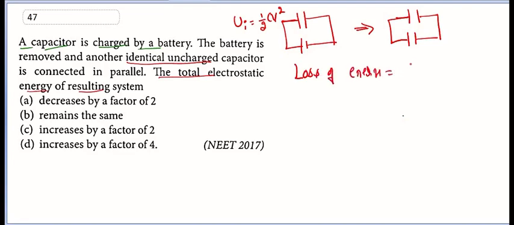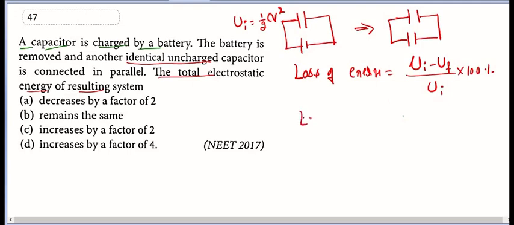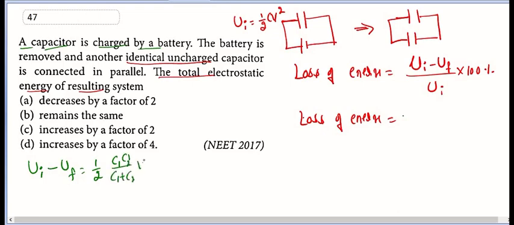So the loss of energy is equal to, what is the formula? That is change in energy divided by initial energy into 100%. So you have to calculate the change in energy. Change in energy Ui minus Uf is equal to, what is the formula? 1 by 2 C1 C2 divided by C1 plus C2 V square.